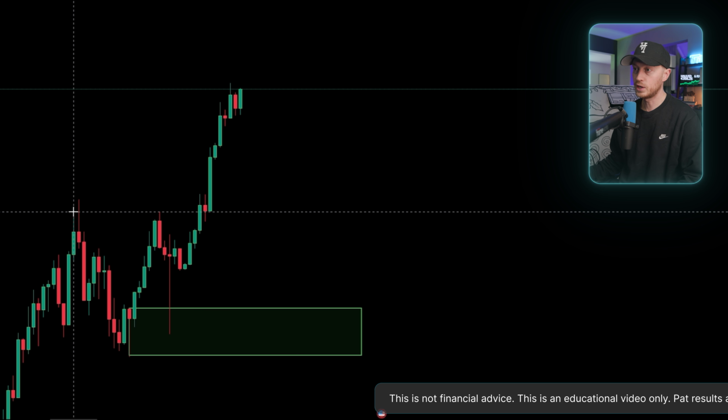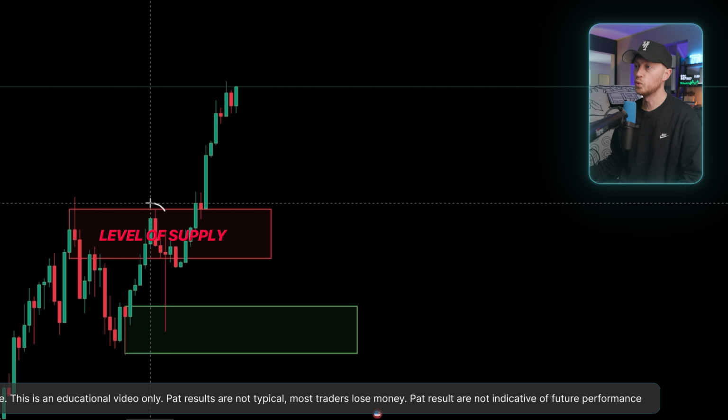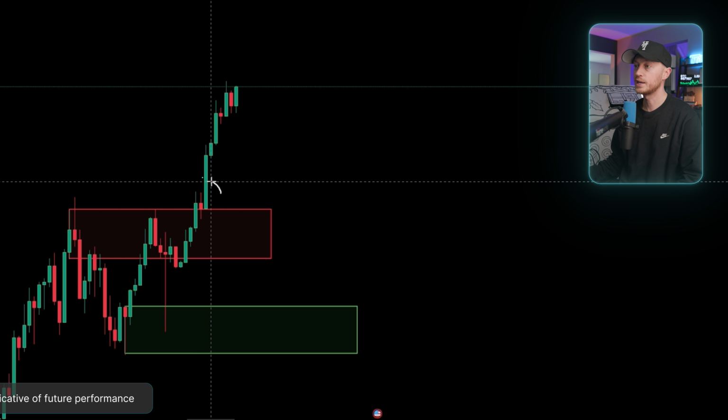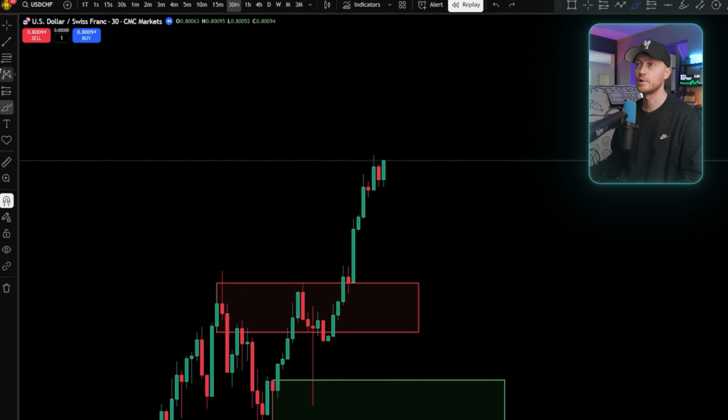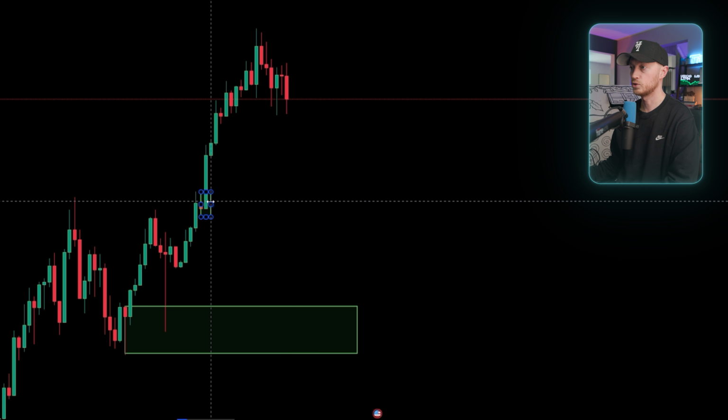But let's say you were looking over here and you thought that this was a level of supply. You probably wouldn't take the trade because it wasn't taken out, right? That supply was only taken out when we went above the level right there, okay? Do you see another demand? I see a level of demand off of this one right here.